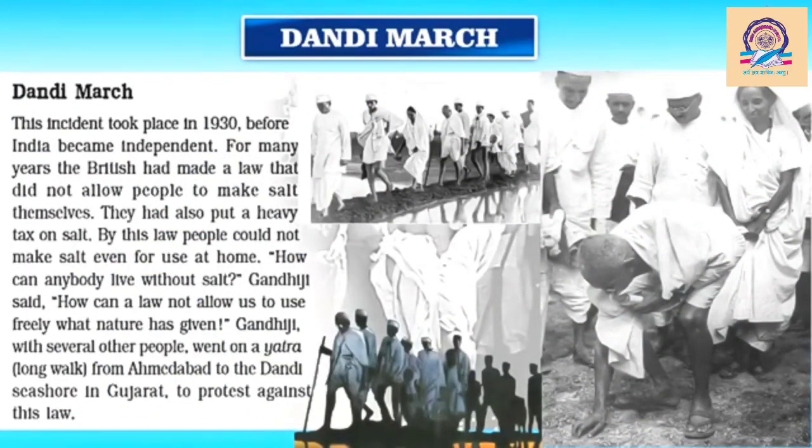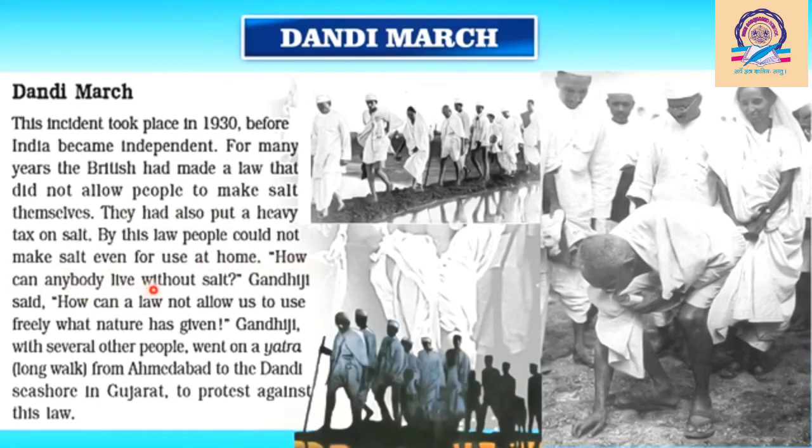Now, a reference to a very important incident of Indian history, Dandi March. This incident took place in 1930 before India became independent. For many years, the British had made a law that did not allow people to make salt themselves. They had also put a heavy tax on salt. By this law, people could not make salt even for use at home.